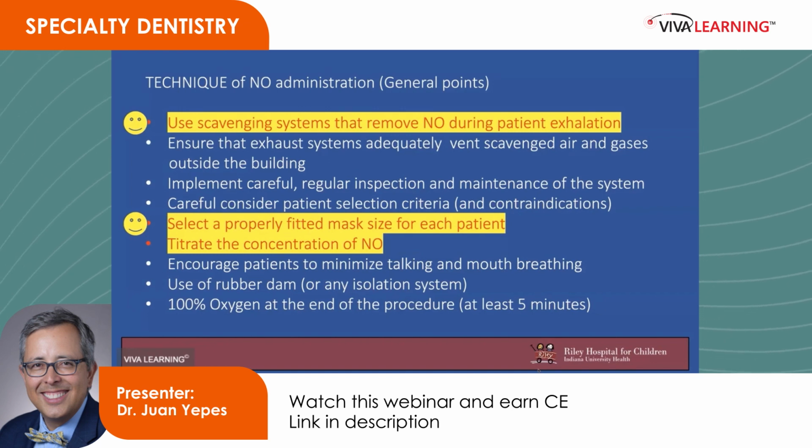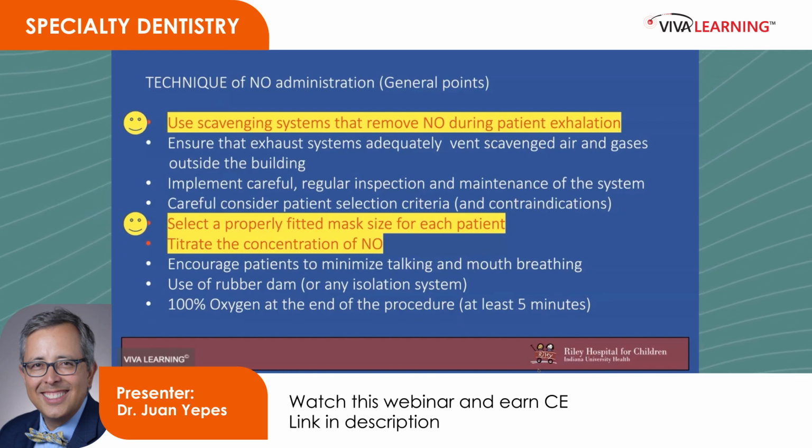Titrate the concentration of nitrous oxide. What is the meaning of that? When I'm using nitrous oxide, I make sure that I explain to the patient how critical it is to keep the nasal hood around the nose. Then I explain a little bit how the patient is going to feel. I like to tell the patient that they will feel a little bit sleepy, and then I start slowly to open the concentration of nitrous oxide. It's not good practice to jump into 45.